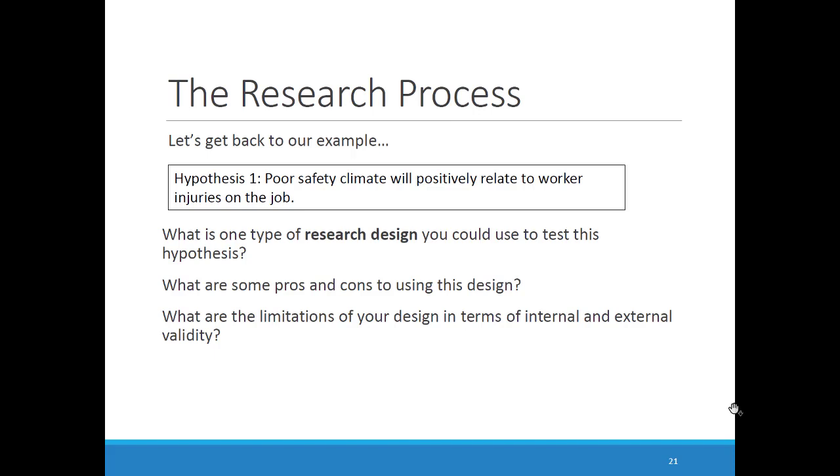So what are some pros and cons to using this design? We could go back a few slides and look at those pros and cons, but some off the top of my head are that we could conduct this study fairly quickly because we could survey a lot of different people fairly quickly on their perceptions of safety climate. We could get that information on injuries as well fairly quickly. A con might be that we have maybe lower internal validity than we would if it was possible to use an experimental design.